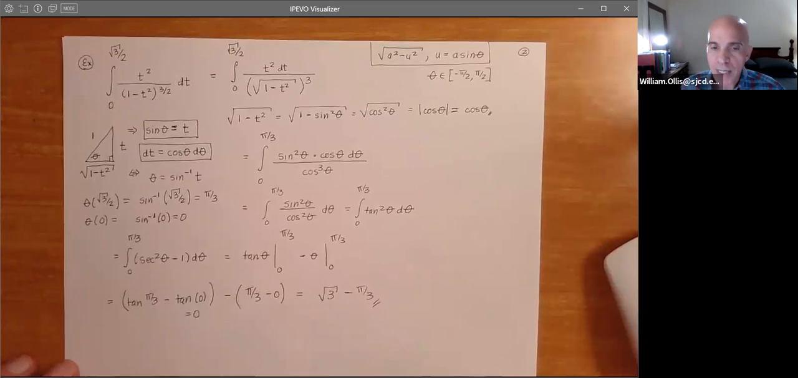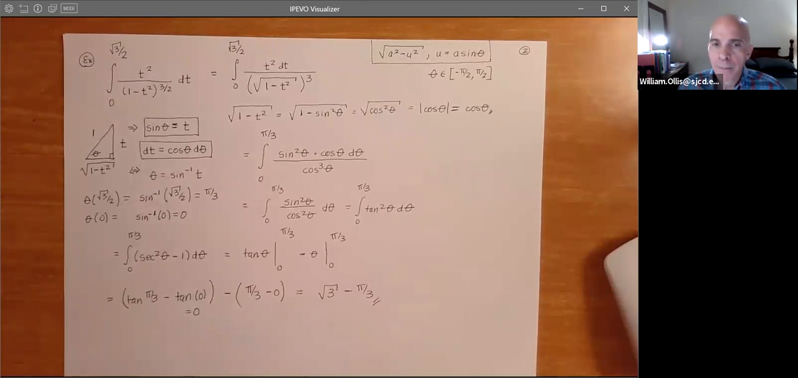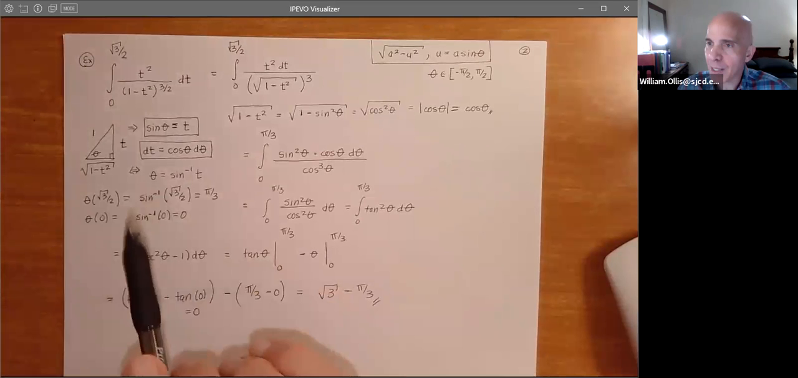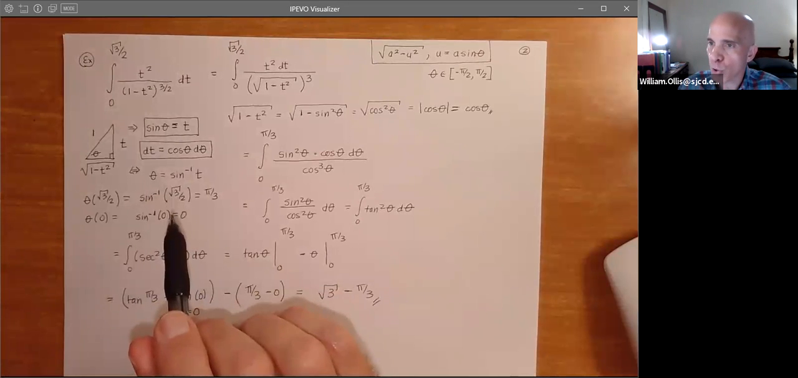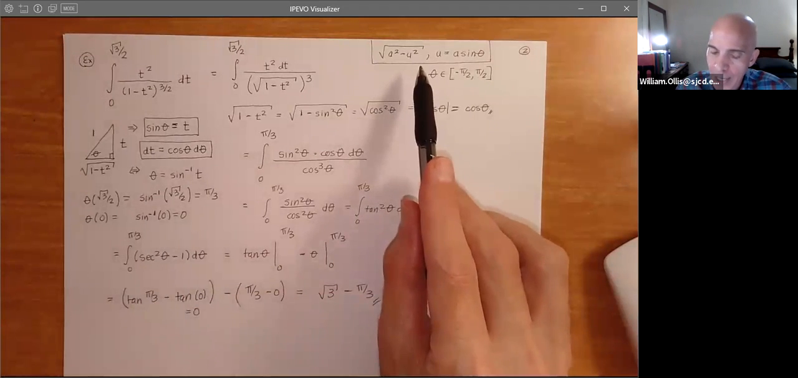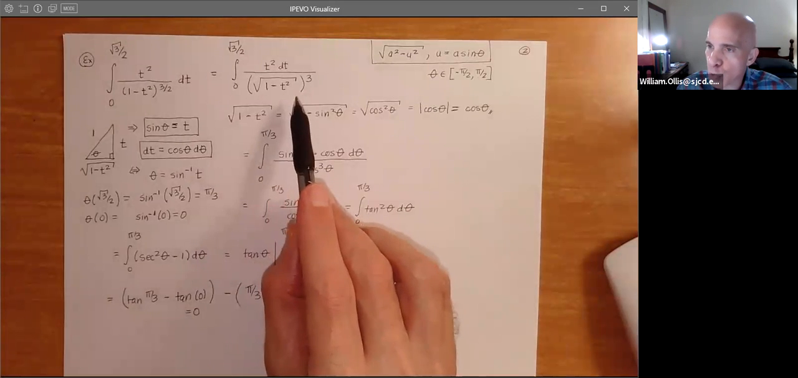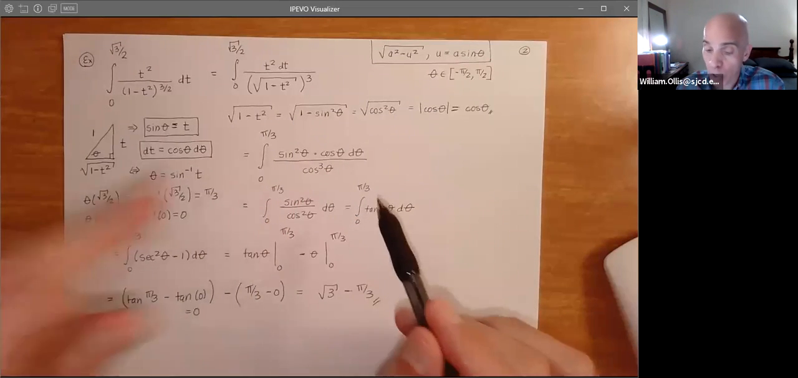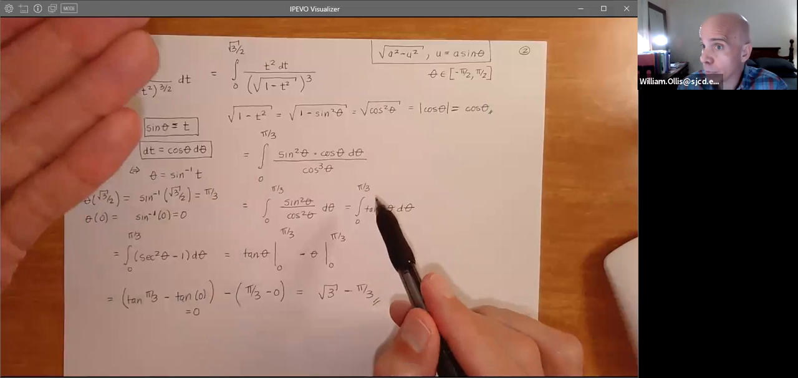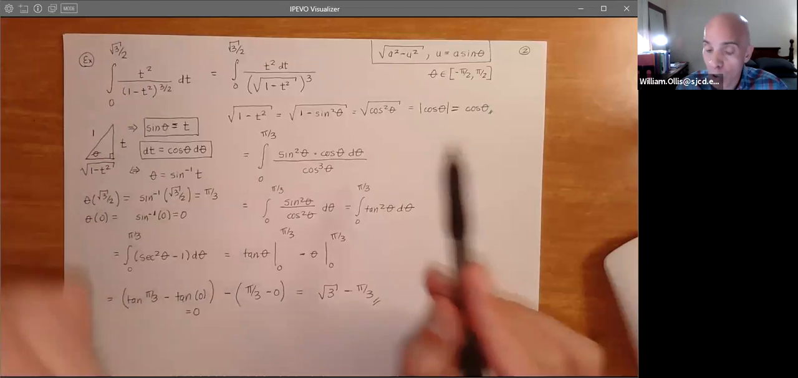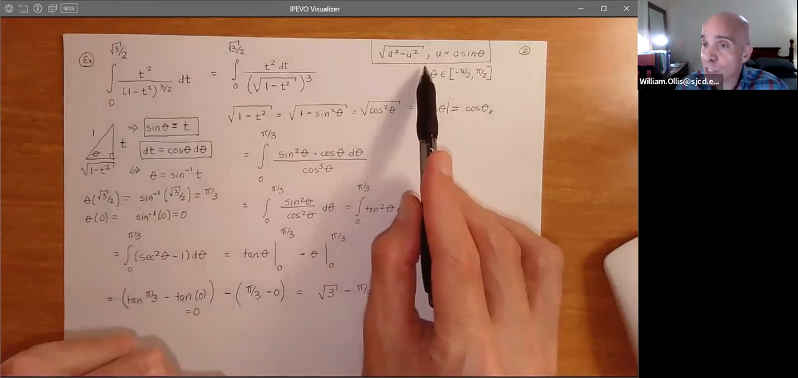So what you're seeing here is that when we see the Pythagorean radicals, basically, we jump right to the triangle. So you don't have to play as much detective work. You can just say, okay, if I have an a squared minus u squared in a radical, or some power of it, squared, third power, whatever, I can use this transformation.